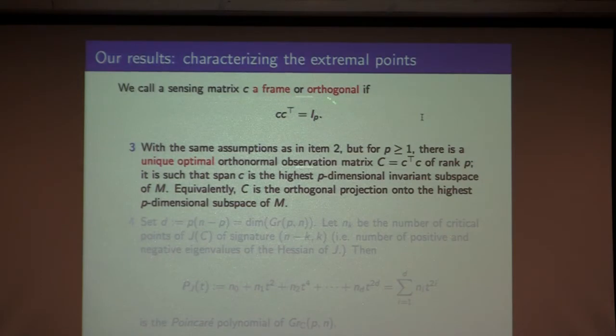Okay, so here, this was a restriction I mentioned earlier. If p is larger than 1, we impose this restriction. So same assumptions as before. If p is larger than 1, then we again have a unique optimal orthonormal observation matrix, big C now. And it's such that it is actually a projection onto the p highest invariant subspace of M. Basically, what I'm saying is that this matrix C here, which is made of orthonormal vectors, will span the p highest invariant subspace of M, aligned with the highest eigenvectors of this matrix M. Okay, so at this point, we still don't know how to compute them.